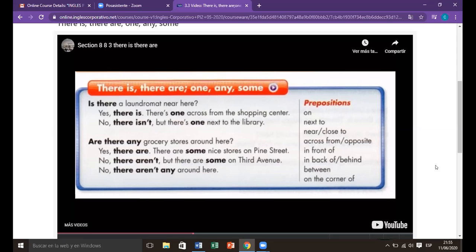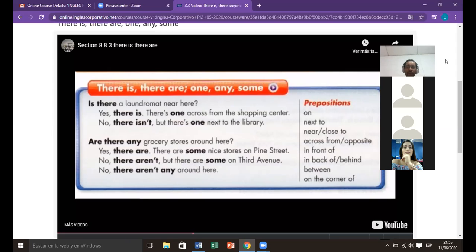Okay. Then we have across from or opposite. This is from one street to the other street. It's okay, across from and opposite? Yes. Then we have in front of. Los Cebollines or Dollar City is in front of Galerías. What is in front of Metro Centro? Hotel Intercontinental. Ah, yes, correct. This is in front of.